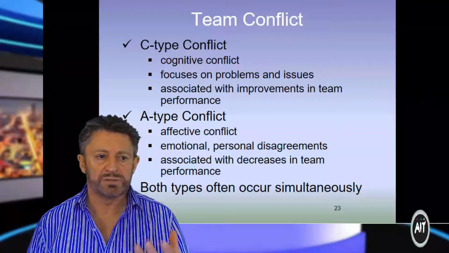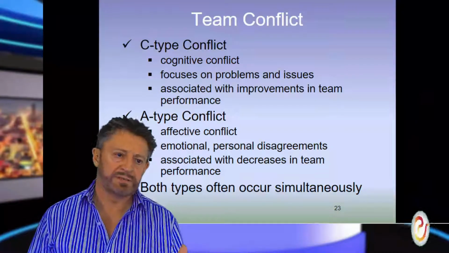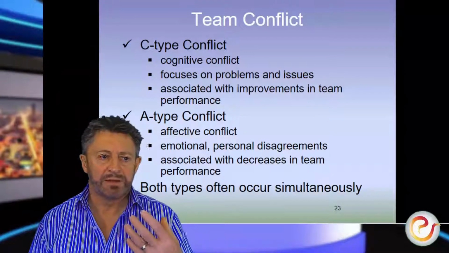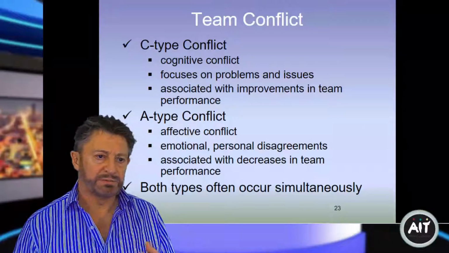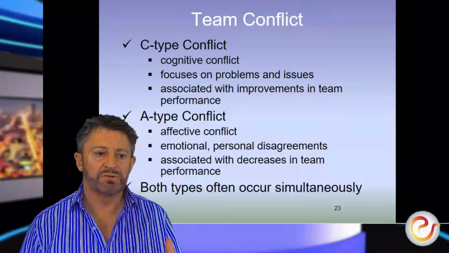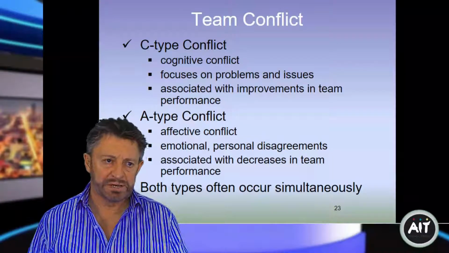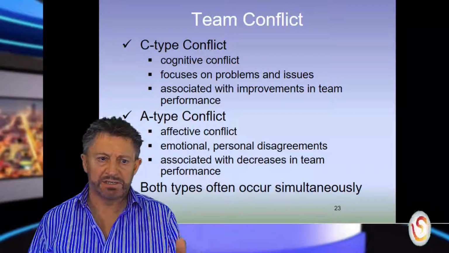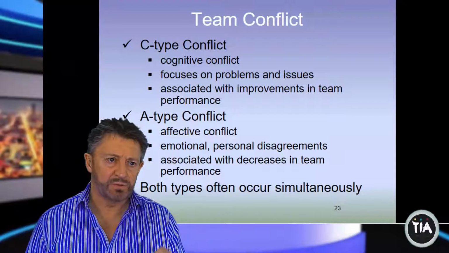Okay. So team conflict, I've covered this in conversations, but you have cognitive conflicts, which focus on problems and issues and are associated with improvements in team performance. That's the C-type conflict. And the A-type conflict, affective conflict, is emotional, personal disagreements, and these are associated with decreases in team performance. So the A-type are more on the personality side, whereas the C-type are on the issue, the product itself or the service itself, and so on.